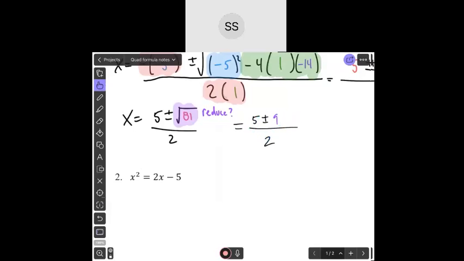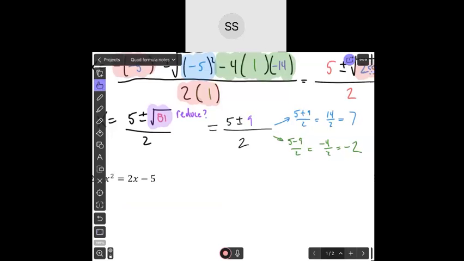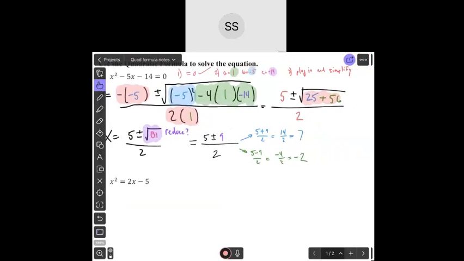So at this point, we're going to take this problem and split it into 2 new problems. I'm going to do 5 plus 9 divided by 2, which is 14 divided by 2, which is 7. Then do 5 minus 9 divided by 2, which is negative 4 divided by 2, which is negative 2. So there we got 2 nice answers. That problem turned out all pretty.